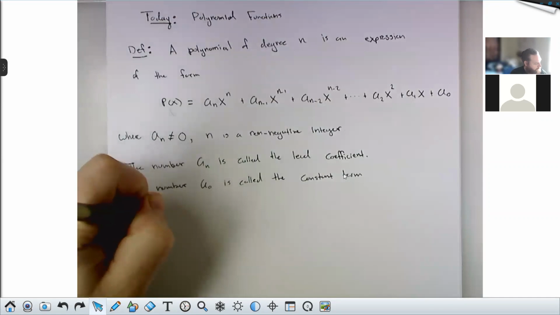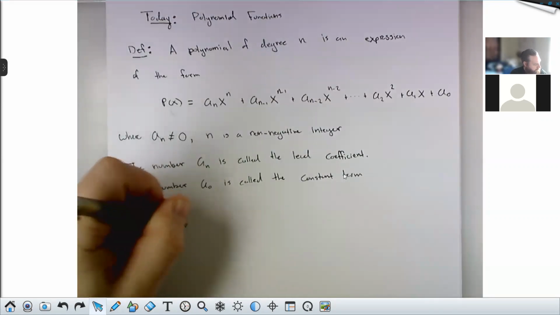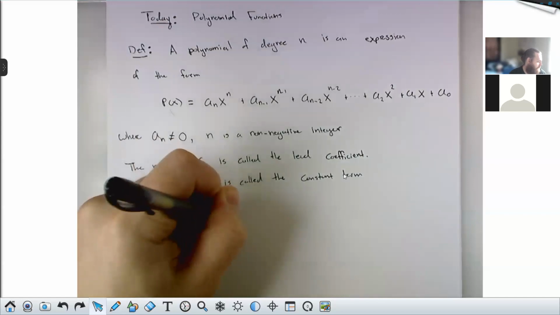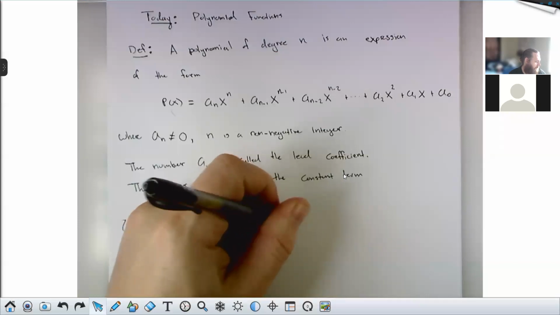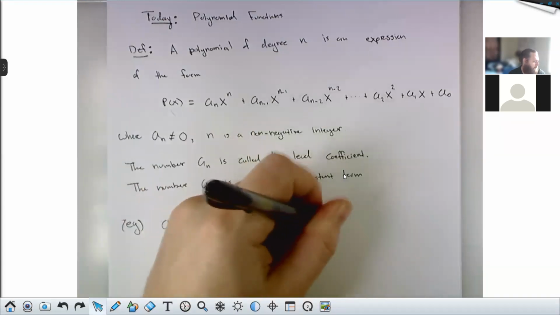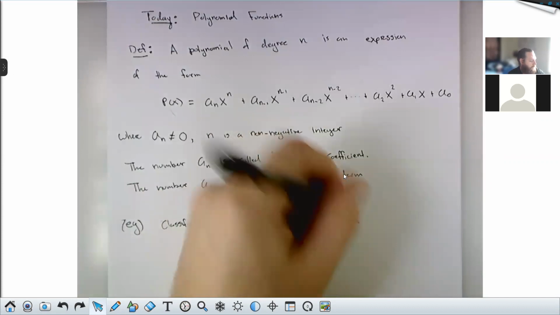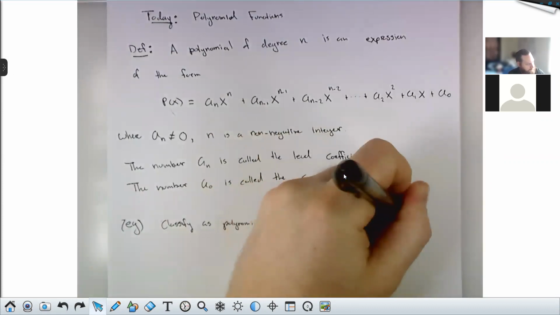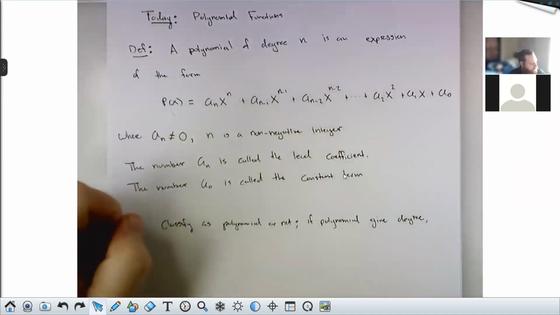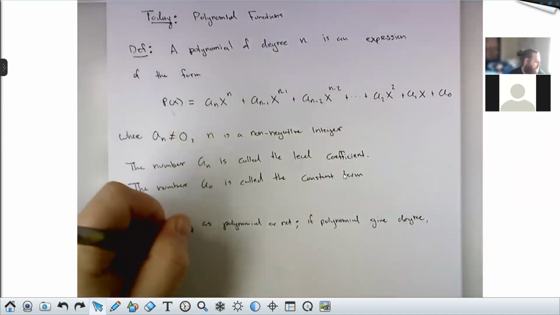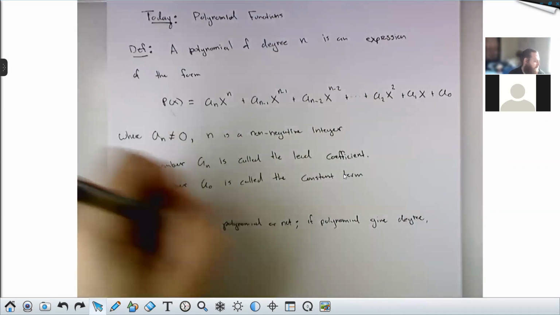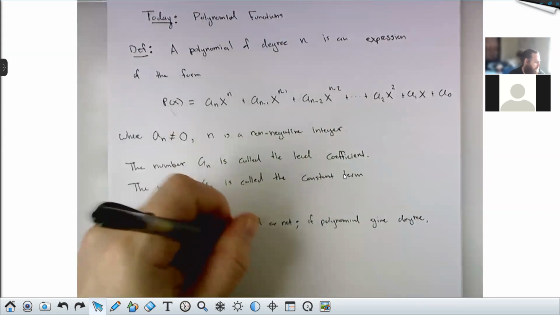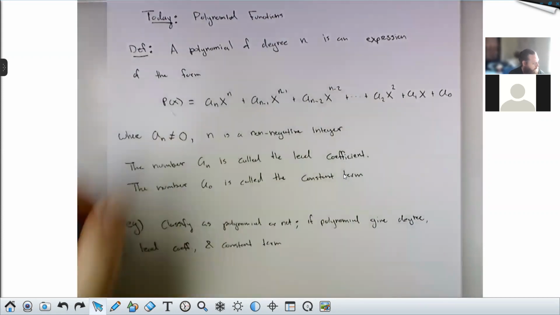So, classify as polynomial or not. If polynomial, give the degree, lead coefficient, and I'll abbreviate the word coefficient as coef dot. This is just a long word, and constant term. Okay, and I'll throw a few things here.